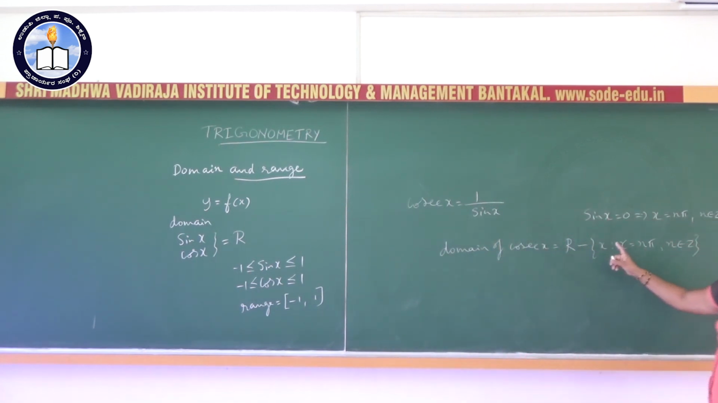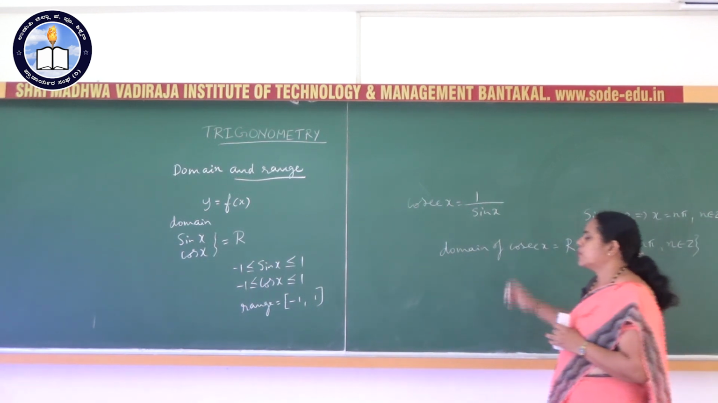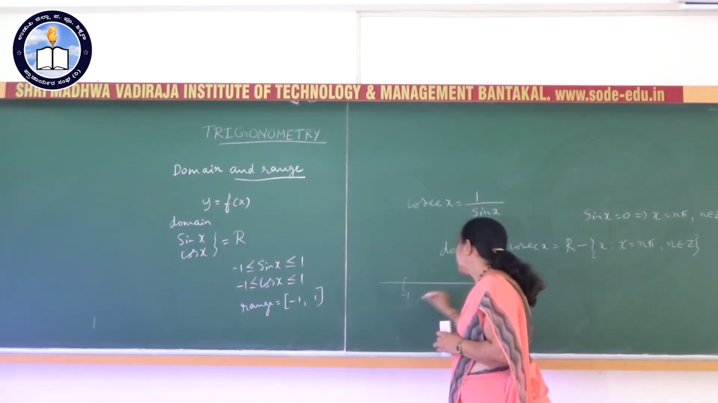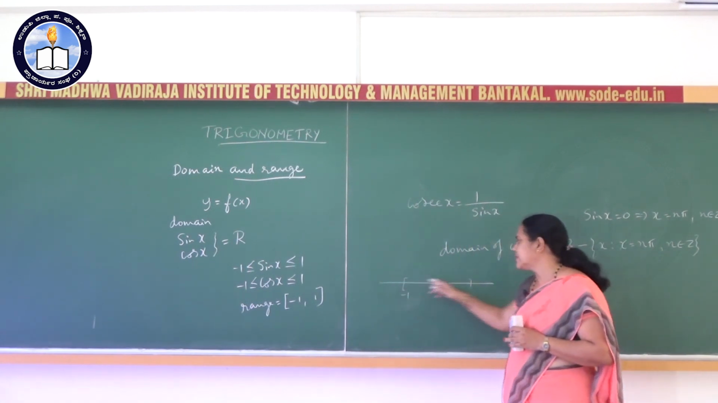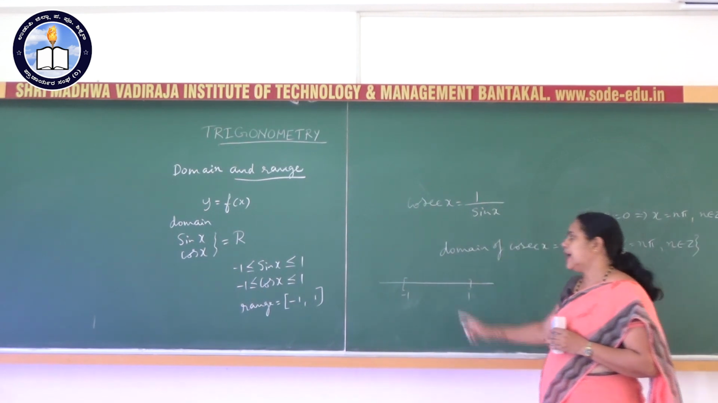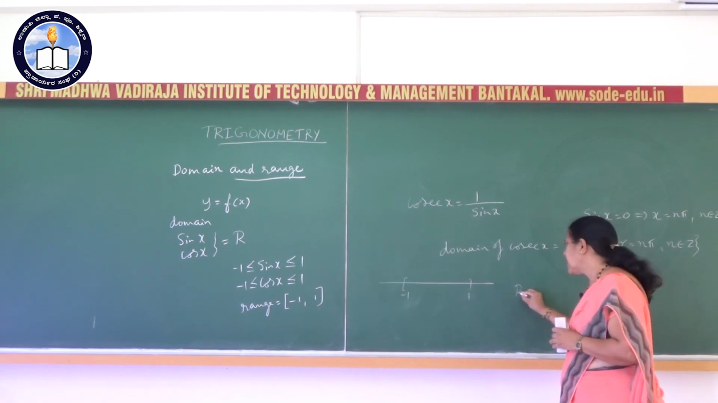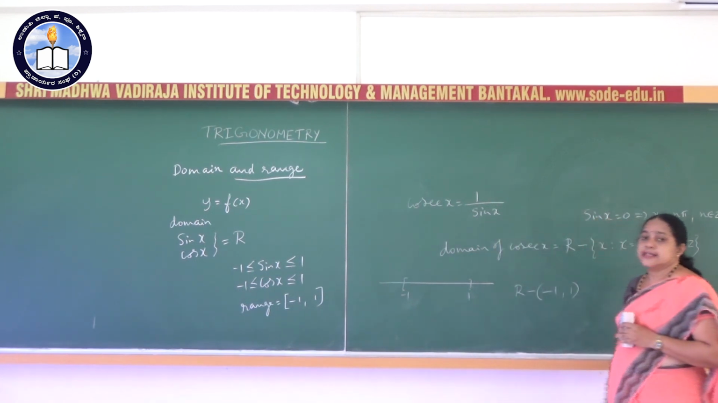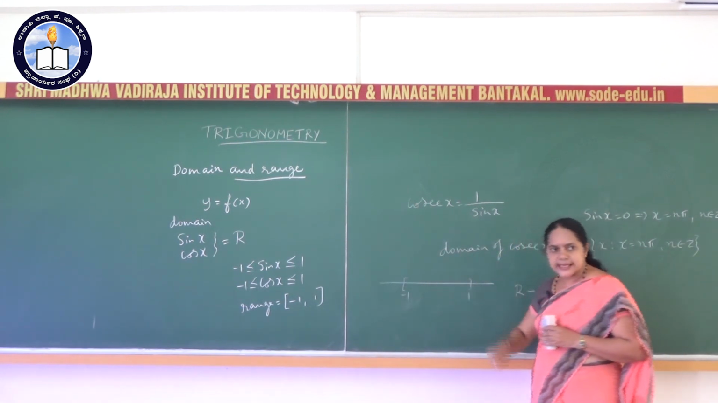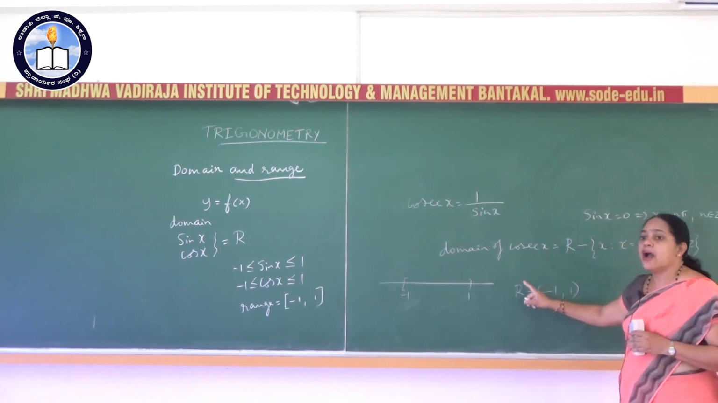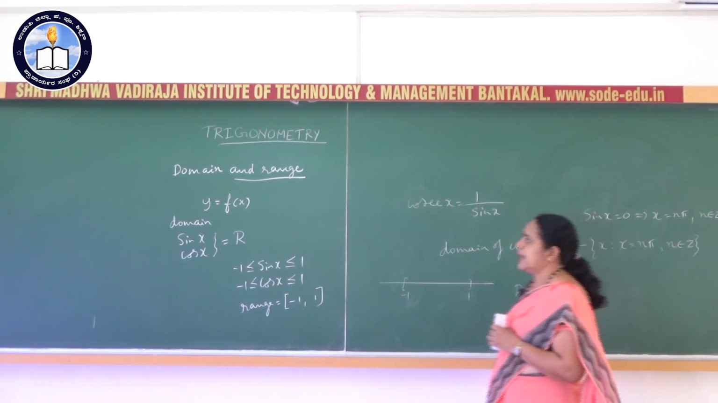R minus the set containing x such that x is equal to n pi. What is the range of cosecant x? We know the range of sin x is the closed interval minus 1 and 1. The highest value of sin x is 1, the least value is minus 1. Therefore, the range of cosecant x is the set of all real numbers except the real numbers in between minus 1 and 1. Since the range of sin x is the closed interval minus 1, 1, and cosecant x is the reciprocal of sin x, the range of cosecant x is R minus the open interval minus 1 and 1.